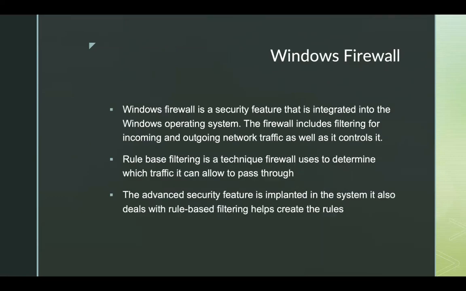Now is the Windows Firewall. The Windows Firewall is a security feature that is integrated into the Windows operating system. The firewall includes filtering for incoming and outgoing network traffic, as well as controlling it. The firewall uses rule-based filtering, and rule-based filtering is a technique the firewall uses to determine which traffic it can allow to pass through.